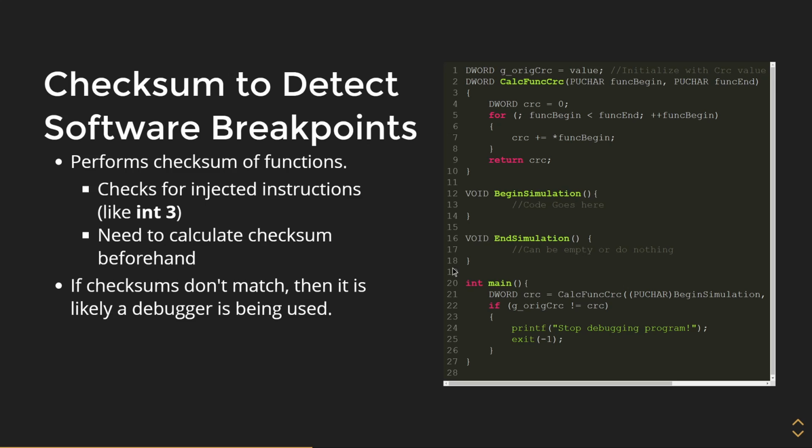The next anti-debugging technique I checked was whether instructions were injected into the function call, through a checksum. The checksum can verify whether a function has been modified, based on the fact that instructions like int3, or whatever the debugger wants to put in, are being inserted.